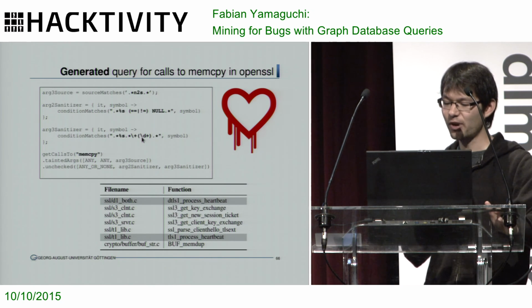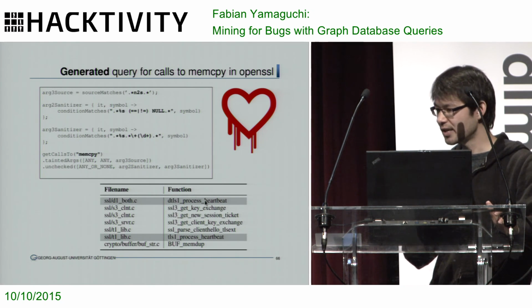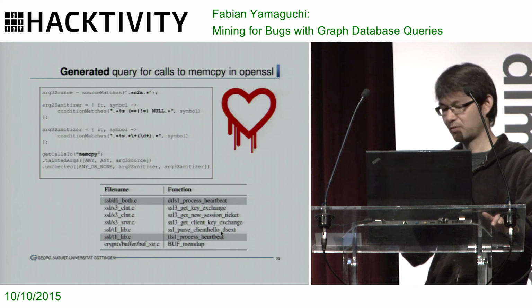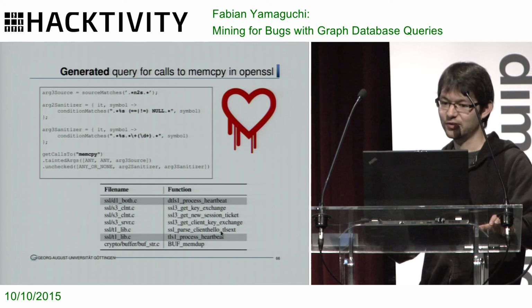The nice thing is if you run this, it doesn't just find the one instance of the Heartbleed bug, but also the other. So there are two instances of this bug. And these are false positives. So yeah, the system has false positives, definitely.